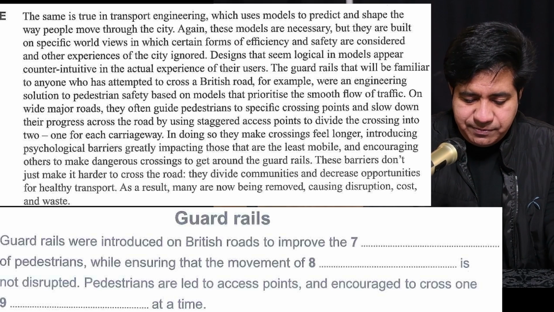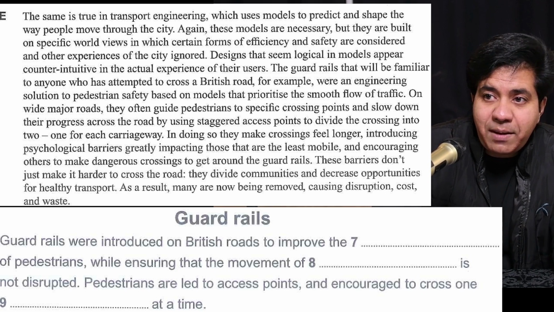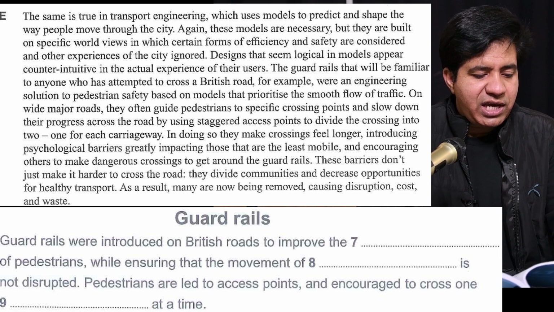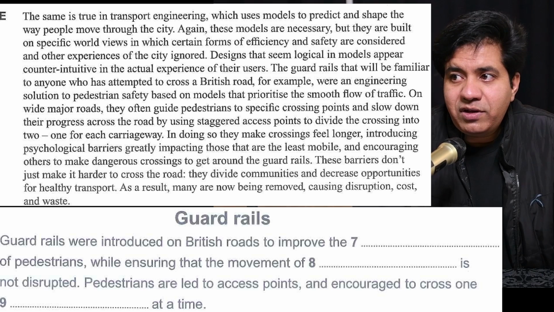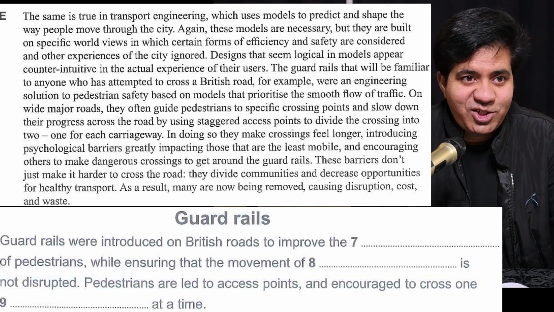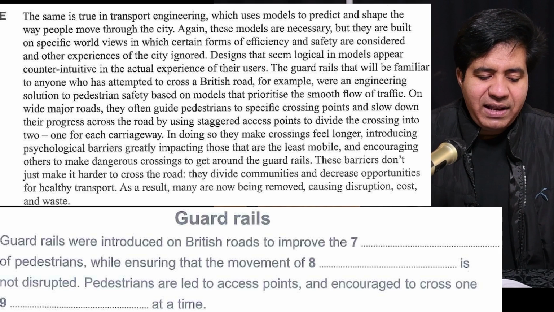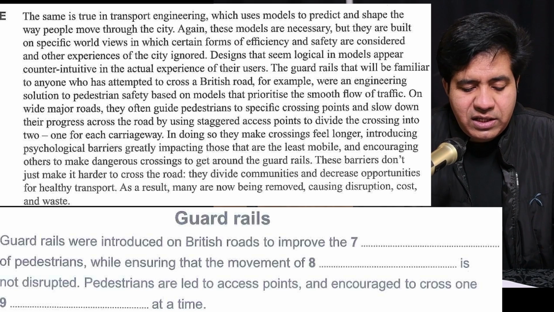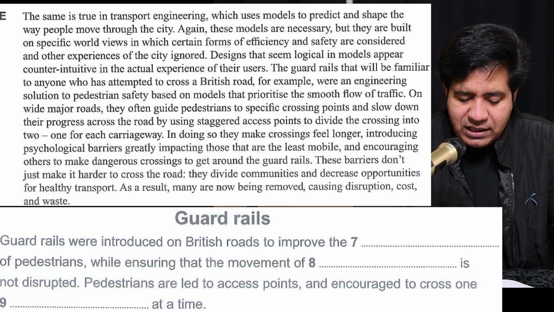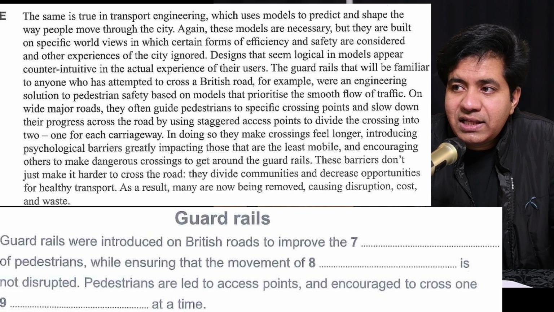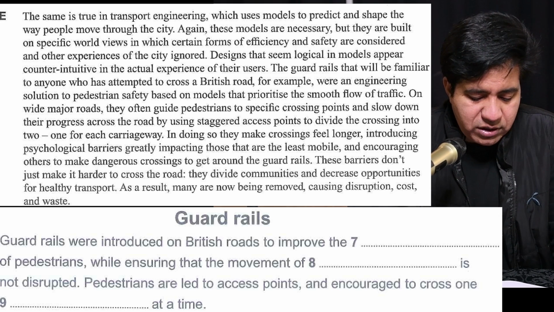We've got question number 8. While ensuring that the movement of dash is not disrupted. Movement of something. Wait. Just read on. Movement of dash is not disrupted. Same line, same sentence. Don't tell me unless I ask you. For movement, they've used the words smooth flow. Same line, safety based on models that prioritize the smooth flow of traffic. Smooth flow of traffic means the movement is not disrupted. So the answer is traffic. Exactly, traffic is the answer. Movement of traffic is not disrupted.